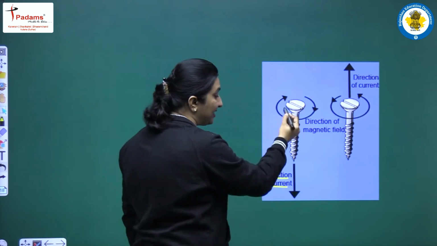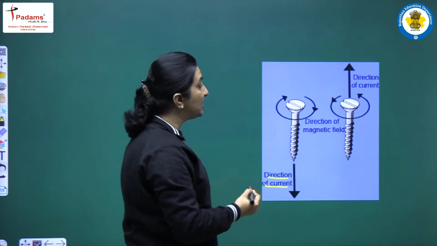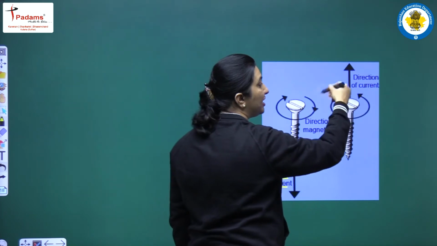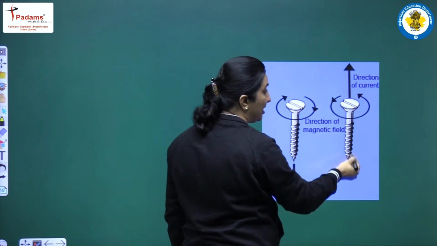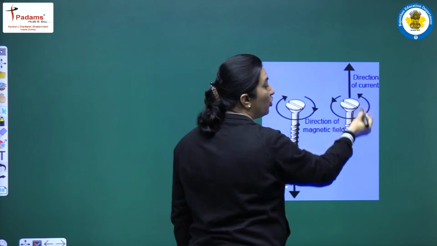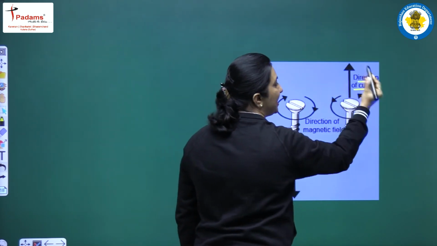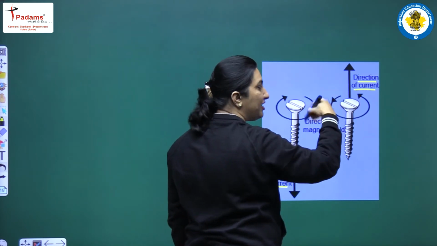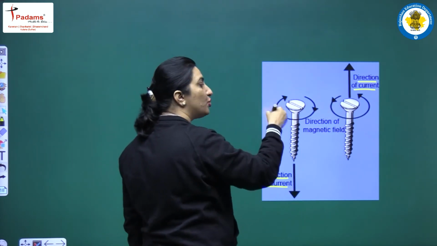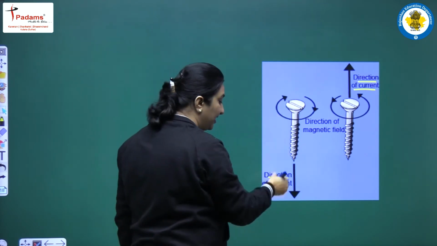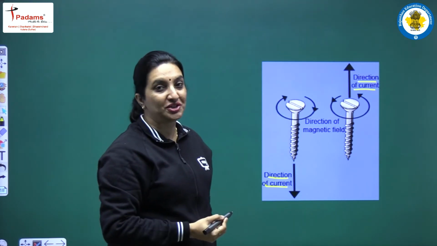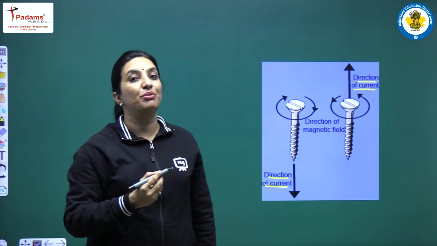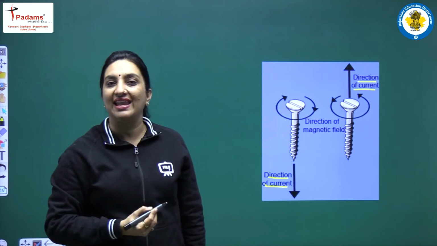So what we see is that when the current is moving downwards, the direction of rotation is clockwise, and if we rotate the screw anti-clockwise, then what we see is that the screw moves upwards. So that is the direction of current. If it is upwards, then the screw has to be moved in anti-clockwise direction, and if the screw is moved in clockwise direction, then the direction of current is downwards. So this was another way to find out the direction of magnetic field produced by a straight wire carrying current.